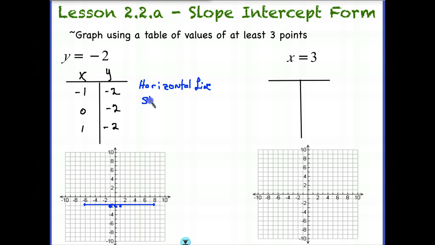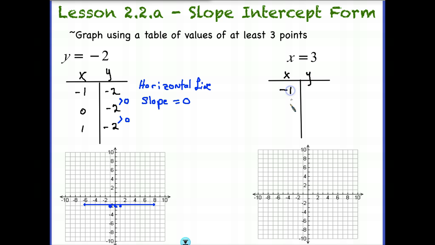And if we look and think what our slope is going to be, 0. Okay. There is no change between y values. Going from -2 to -2 has a change of 0 and has a change of 0. So our slope is 0. All right, let's look at our second example. Now we have an x equals.